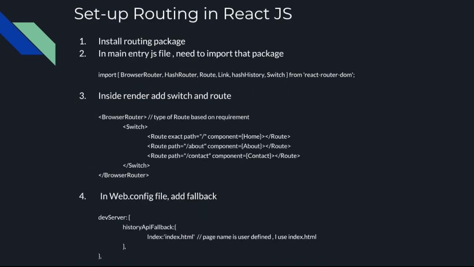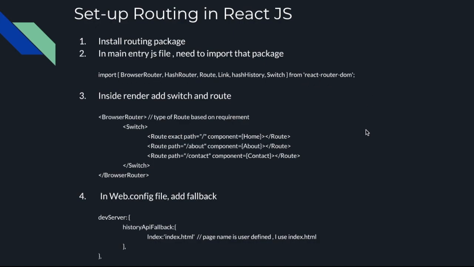When we talk about routing in React.js, we need to follow only 4 steps. The first one, we need to install the routing packages. The second one, in the main entry.js file, we need to import the packages like BrowserRouter, HashRouter, history, Switch, Route, because we need these. Whatever router we want to use, we just import from React Router DOM.